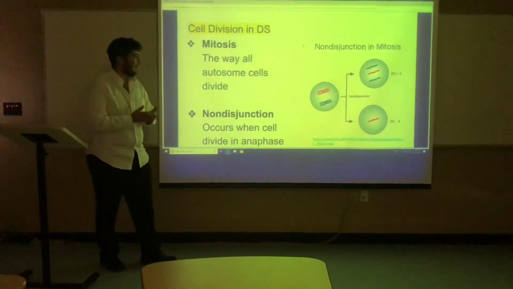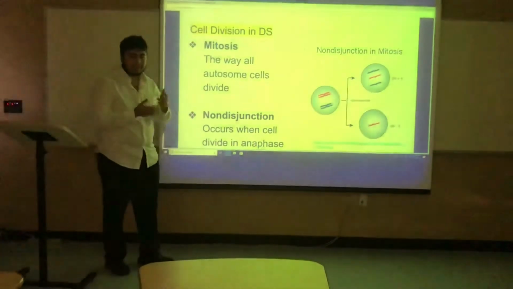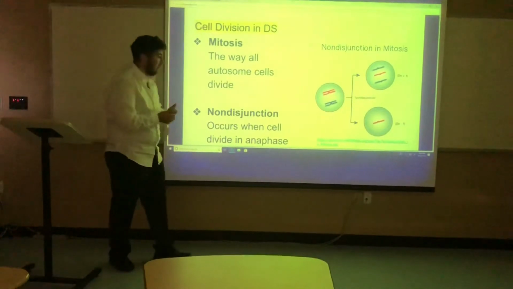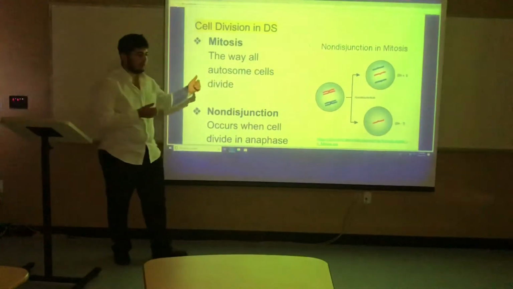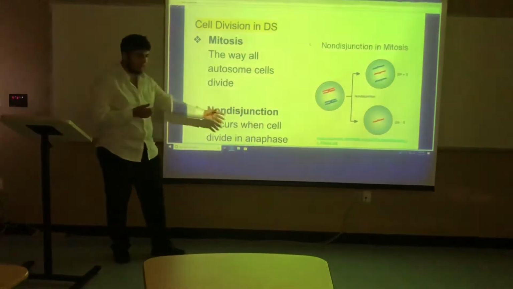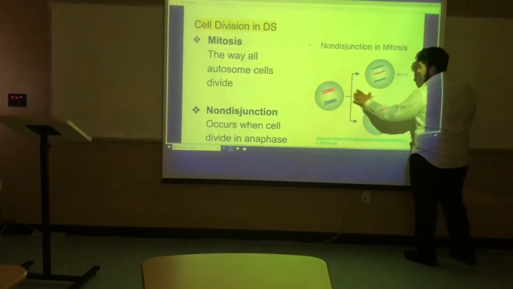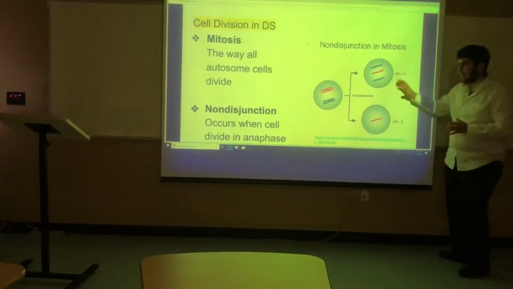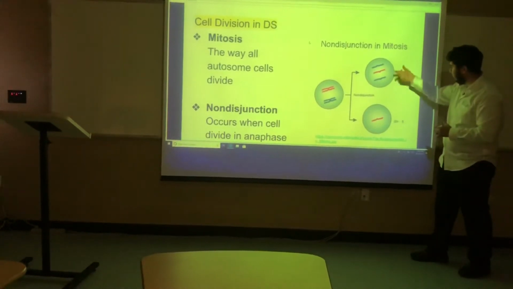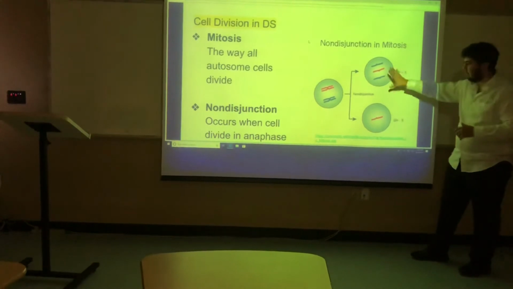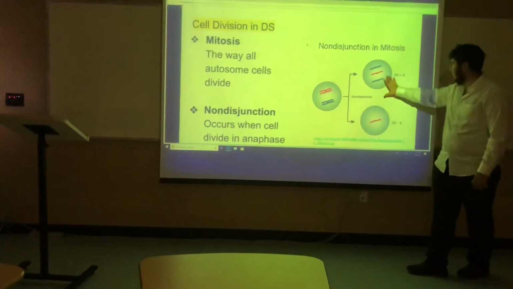Cell division in Down syndrome. First of all, we got mitosis. It's how all autosomal cells divide. And Down syndrome occurs when non-disjunction happens at the phase anaphase. It's basically when they're trying to split, and then we got unbalanced, uneven number of chromosomes in each new cell, and that's when Down syndrome occurs.